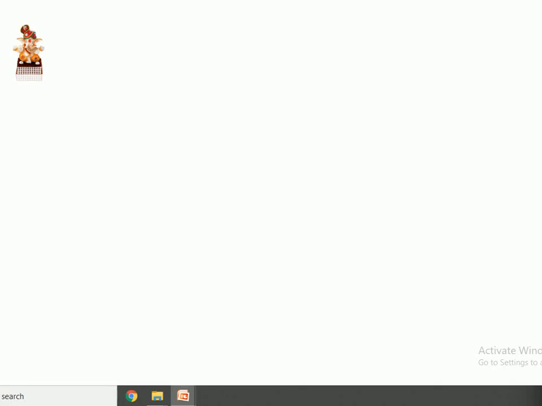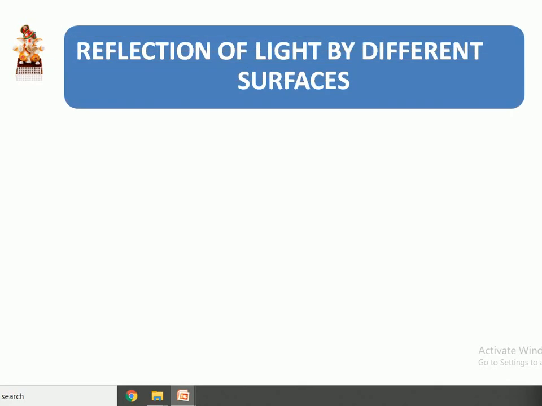Hi, dear friends. Let us study the reflection of light by different surfaces. In your lower classes, that is class 7th and 8th, you have studied the reflection of light by the plane surfaces. Here, you will be studying the reflection of light by different surfaces.